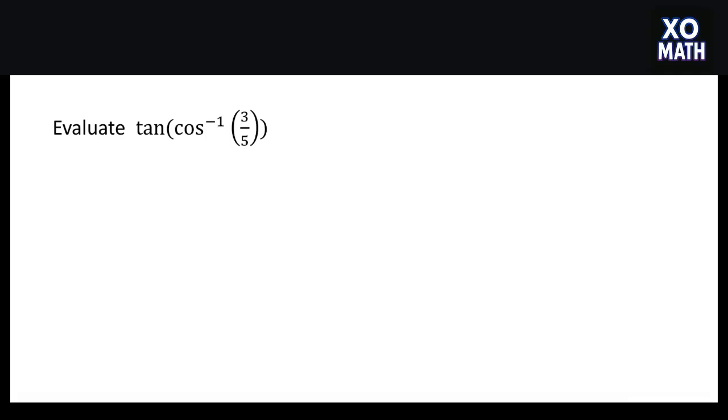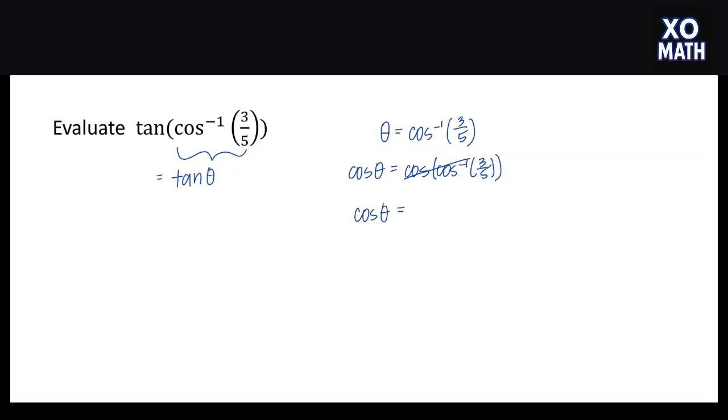So let's take a second to call that angle theta, so that this problem becomes finding tangent of this angle theta. I'm going to pull this work off to the side and say theta is equal to cosine inverse of 3/5. So now let's take cosine of both sides. So cosine of theta equals cosine of cosine inverse of 3/5. Well, cosine and cosine inverse cancel, so I know cosine of theta is equal to 3/5.